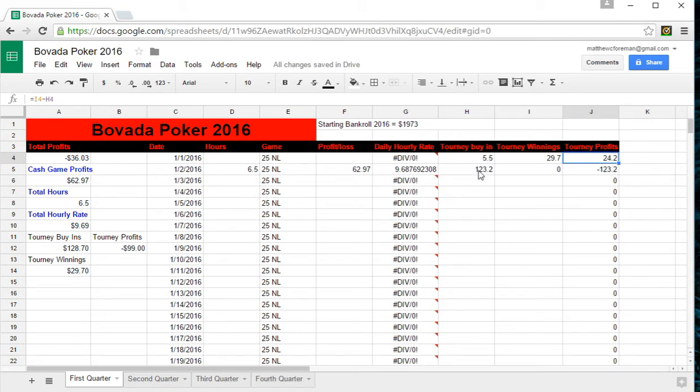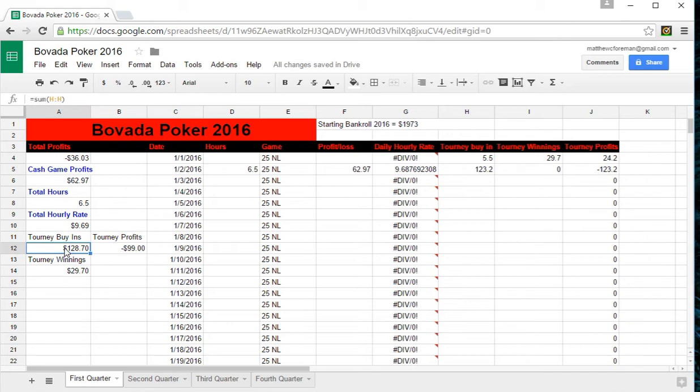Now today, January 2nd, I had a much worse day. For my tourney buy-ins, I played a full schedule of tournaments. I bought into $123.20 worth of tournaments, mostly $5 tournaments. I believe I played one $20 tournament with a couple of $15 and a bunch of $10 tournaments mixed in, and no tourney winnings at all. I didn't make the money in any tournament, so profits are negative $123.20.